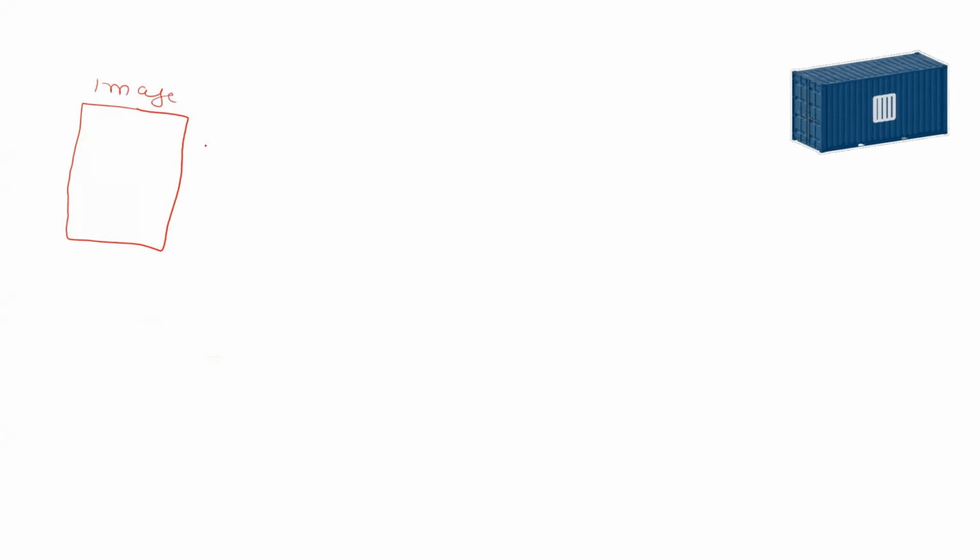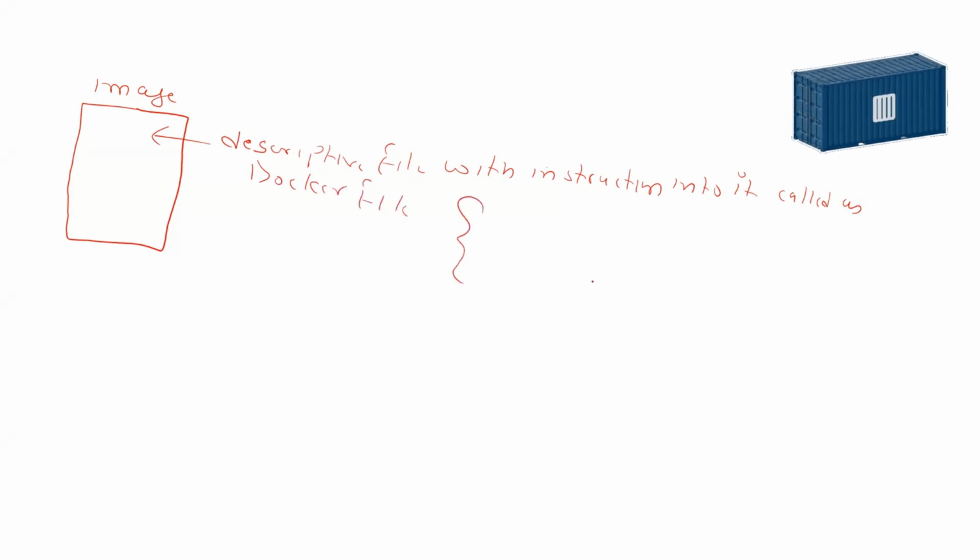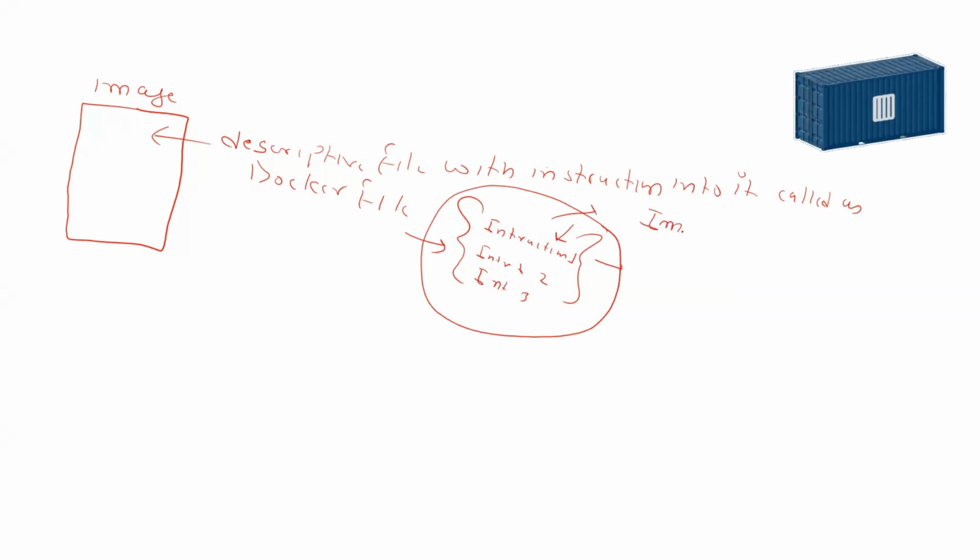The image is described by a file with instructions in it, called a Dockerfile, right? It has instructions: instruction 1, instruction 2, instruction 3. All these instructions will create a layer. We know that this file will help us to create the image, to build the image. Not only of our application, but any image you want to create.